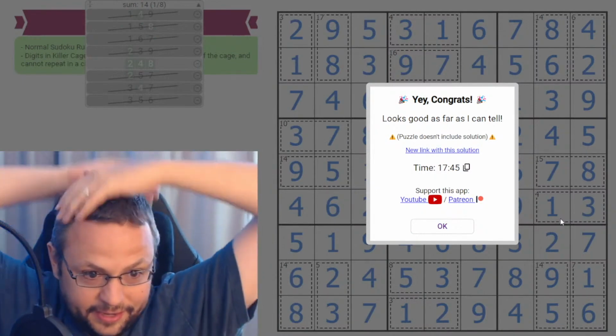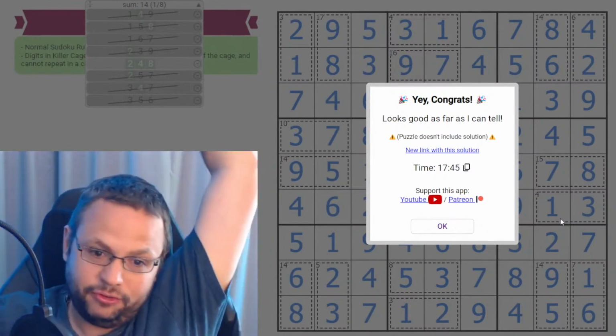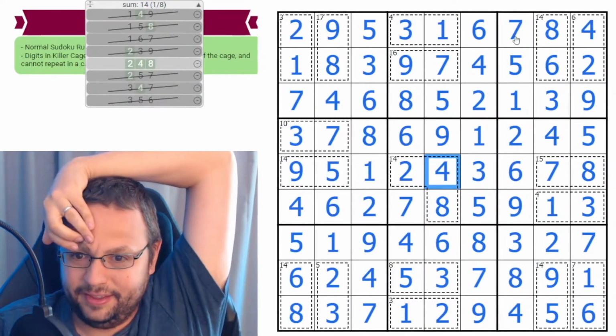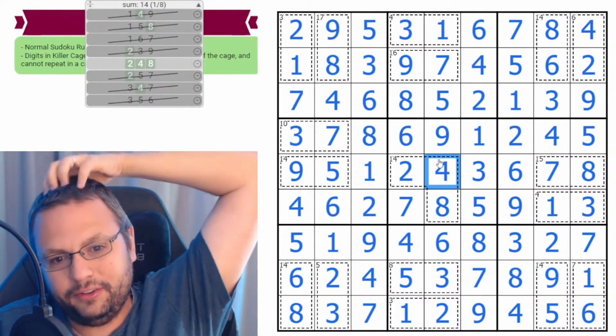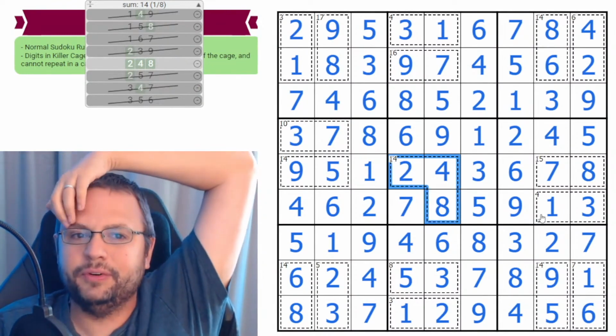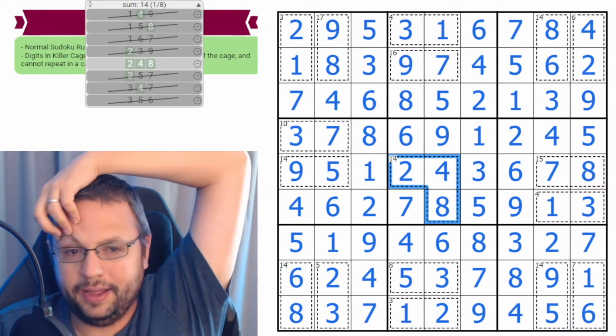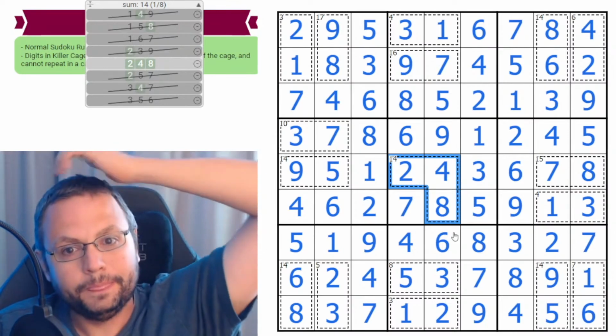Really nice puzzle. I really enjoyed the way all of these things played together. That was very nice, with a sort of difficulty spike at the end around resolving this 14 cage. But it was a very cool idea.